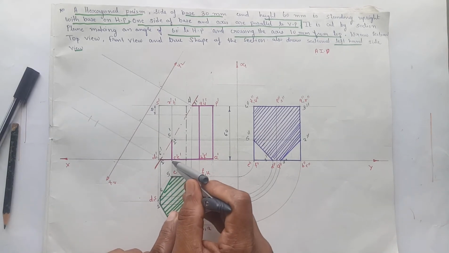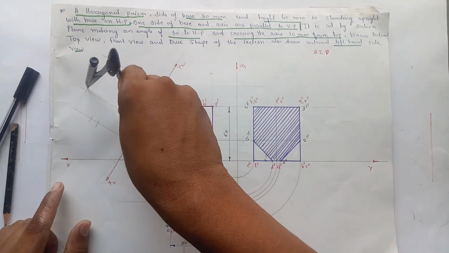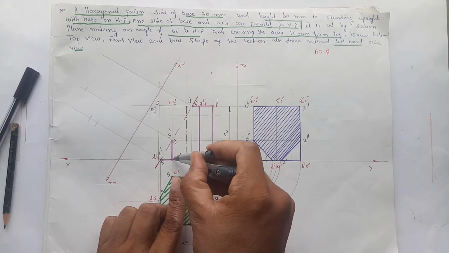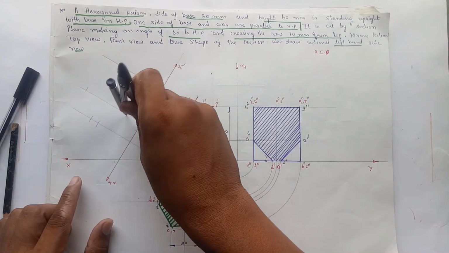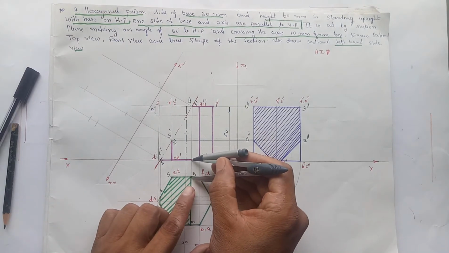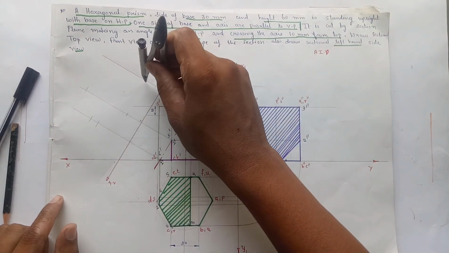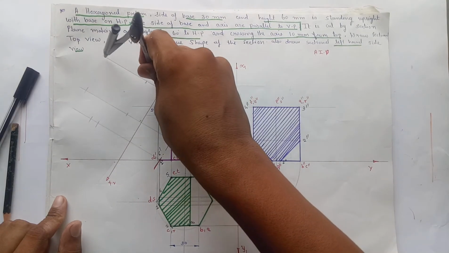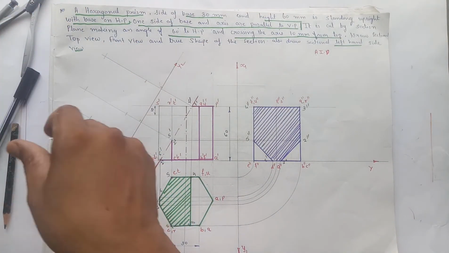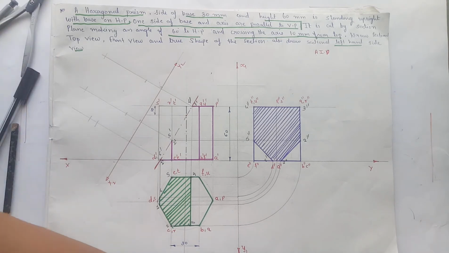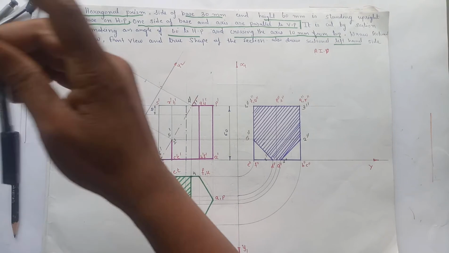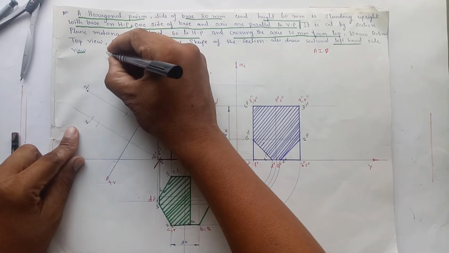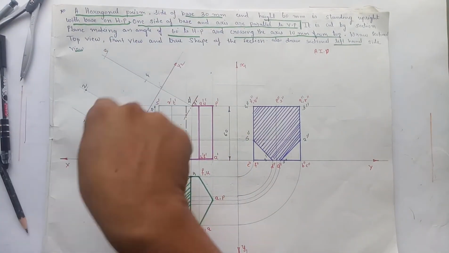After that, 2, 5 from here. So this will be 5. 4 is also at the same distance, so 4 and 3. Join these points and draw the true shape of the section. So this will be 1, 2, 3, 4, 5, 6. Join these points.